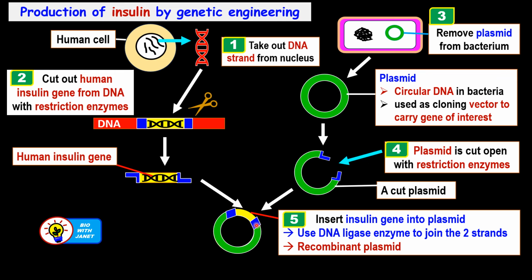The yellow part here is the insulin gene. Insert it into the plasmid by using another type of enzyme called DNA ligase enzyme, which will join the two strands together at the blue parts here. Okay, so in the end, this whole structure is called a recombinant plasmid because we have recombined the DNA from two species into the plasmid. Okay, we have the bacterial DNA in the plasmid and then the human insulin gene or the human DNA in the plasmid.